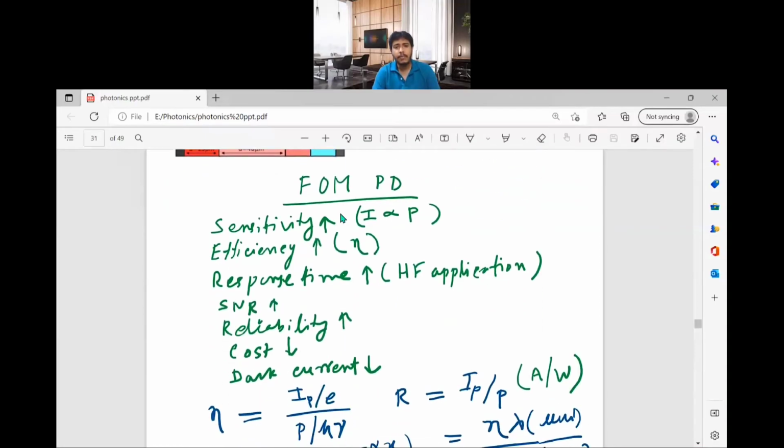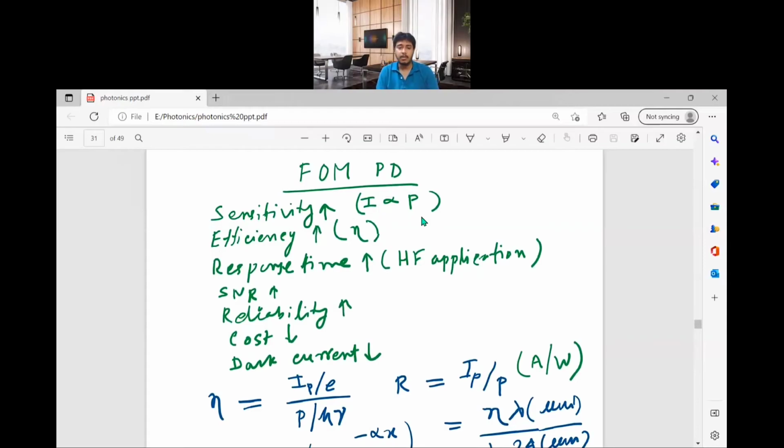So now the figure of merit of the photodetector means how we can measure the performance of the photodetector, how we can compare whether this photodetector is good or bad compared to the other one. So these are the parameters. Sensitivity: how sensitive it is with respect to the optical power, means how effectively it can convert the optical power to the electric current. So how sensitive it is to the light. And efficiency means how efficiently it's converting the number of photons to the number of electrons that contribute to the current.